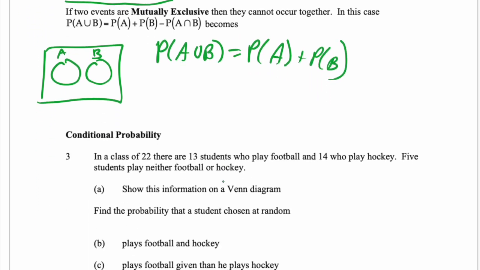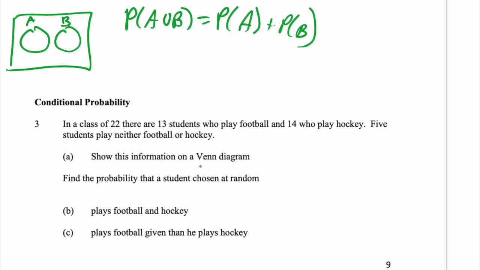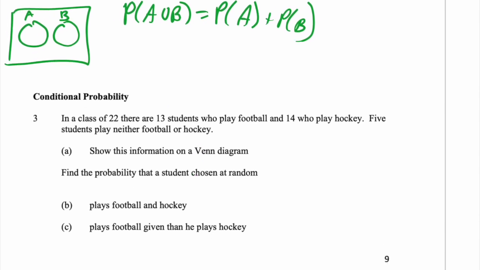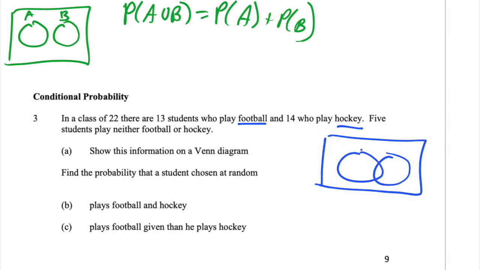Okay, conditional probability, you can explain this on a Venn diagram as well. And let's go into this now. So in the class of 22, we have football and hockey. All right. So I'm going to show this in the Venn diagram. Football with an F, hockey. 22 students, 13 play football, 14 play hockey. Now 13 plus 14 is 27. Okay, so we have 27 total in these two circles. 5 play neither, so we put a 5 out here.